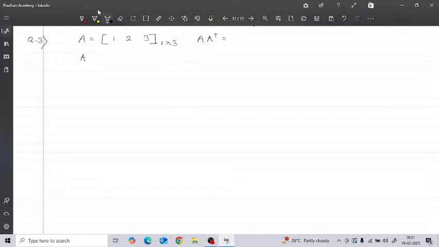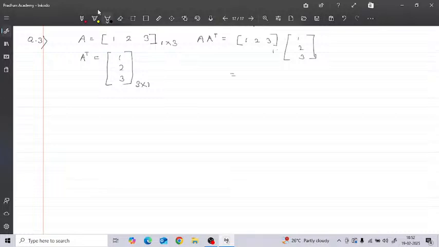So what will be the order of A transpose? That will be a column matrix which has 3 rows and 1 column. Let's interchange the rows with columns. So this is the transpose. It is a row matrix and its transpose will be a column matrix. So let's multiply now. 1, 2, 3 and 1, 2, 3. So just simple multiplication.